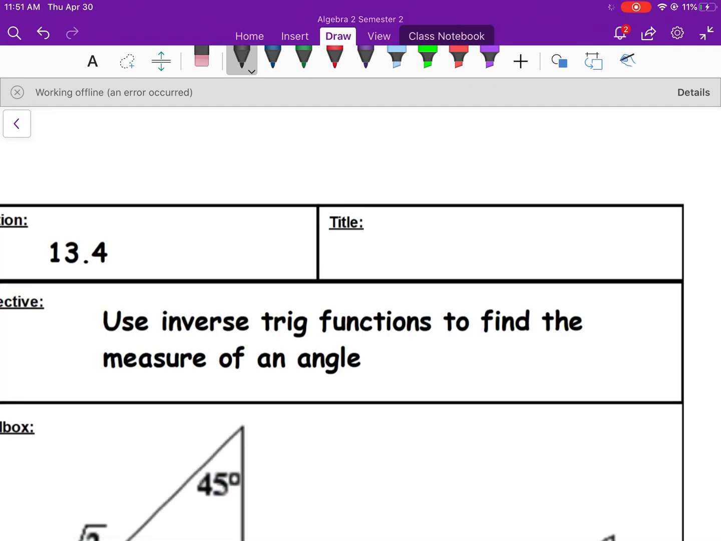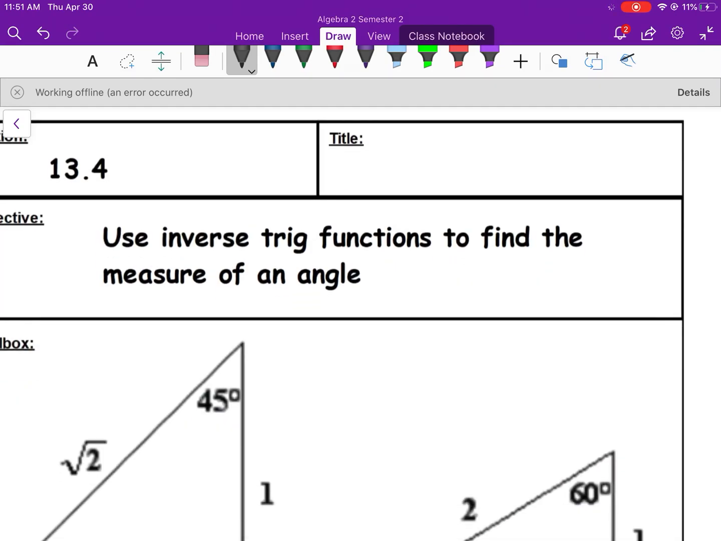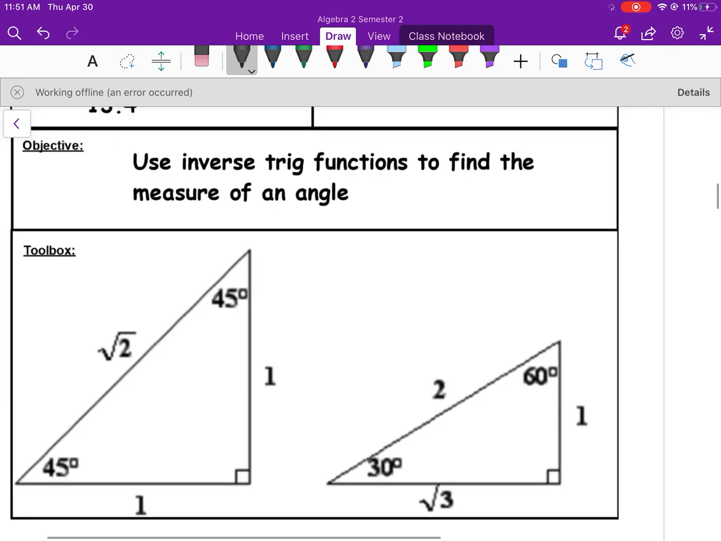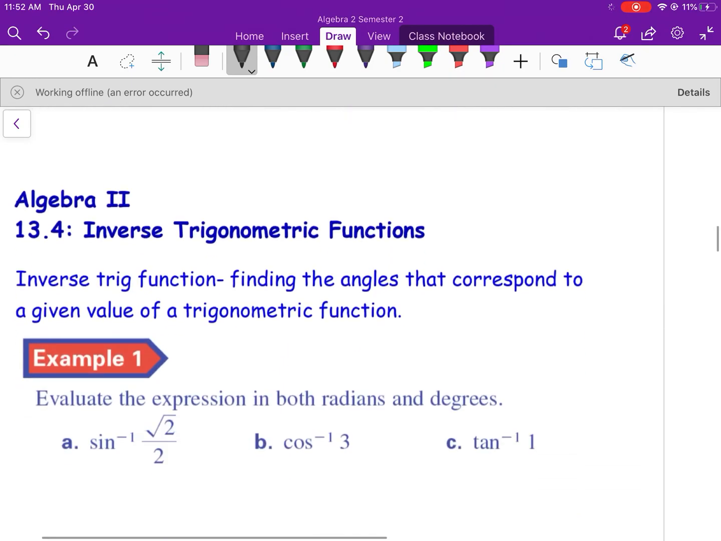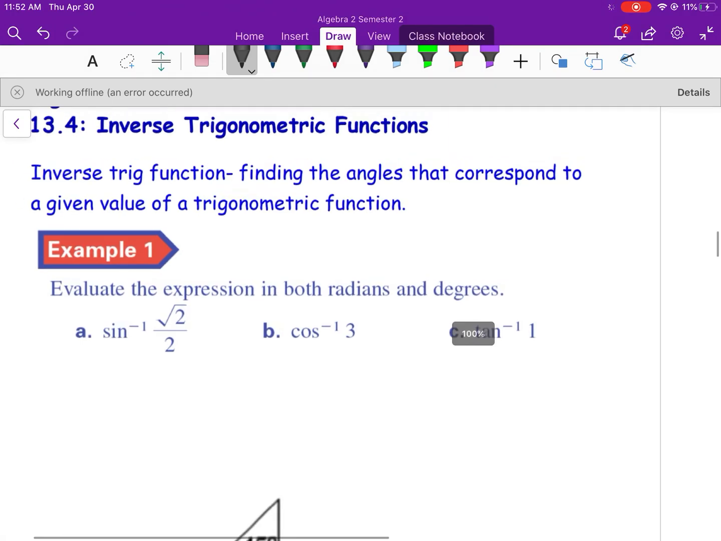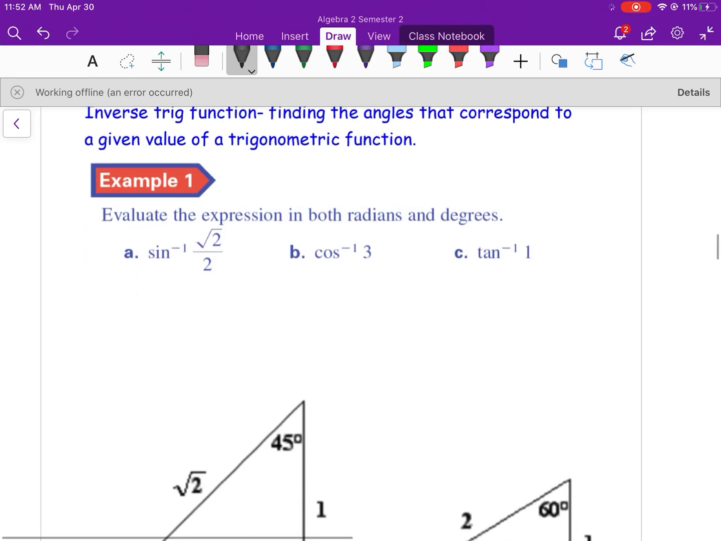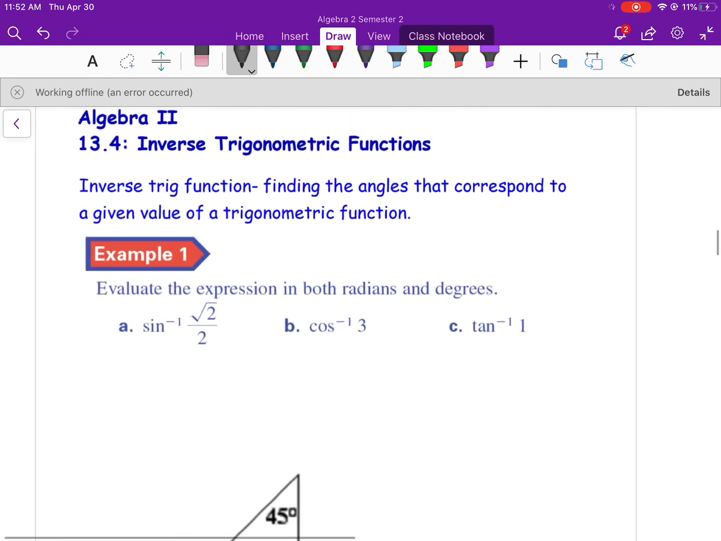So today on this video 13.4, we're going to talk about inverse trig functions. Inverse trig functions are going to help us find missing angles. We've used trig functions up to this point to help us find missing side lengths. So inverse trig, we're going to find the missing angles. Now, for the ones we're going to do without a calculator, again, you're going to need to know your special right triangles, okay?